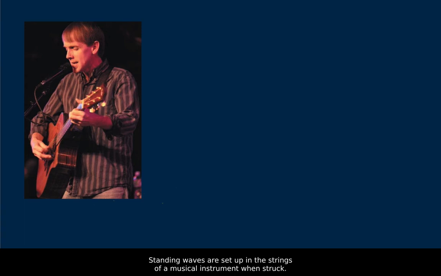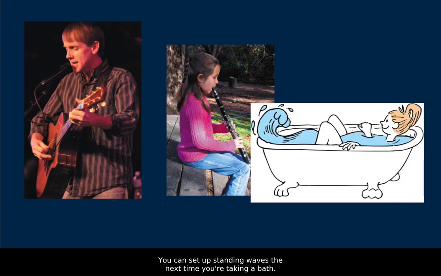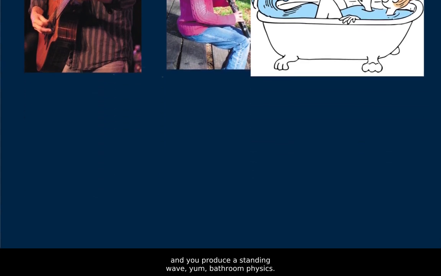Standing waves are set up on the strings of a musical instrument when struck. Here nephew John sets up standing waves with his guitar. And granddaughter Gracie produces soothing tones with her clarinet. You can set up standing waves the next time you're taking a bath. Slosh the water back and forth with just the right frequency and you produce a standing wave. Yum, bathroom physics.